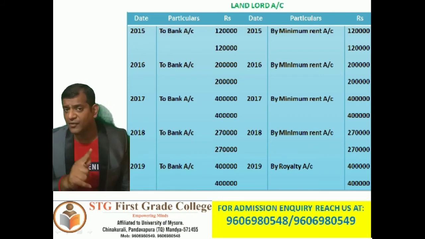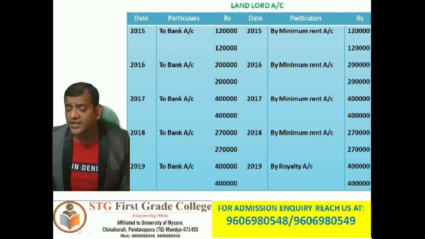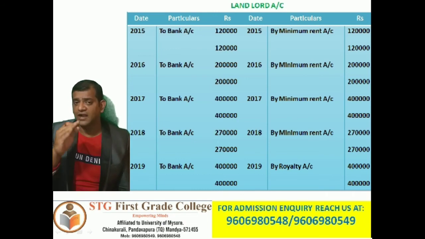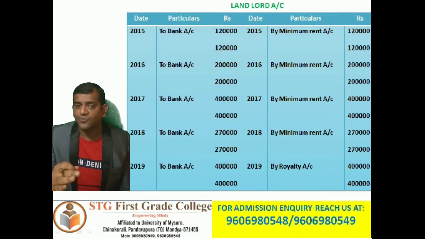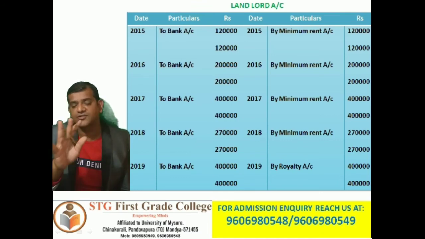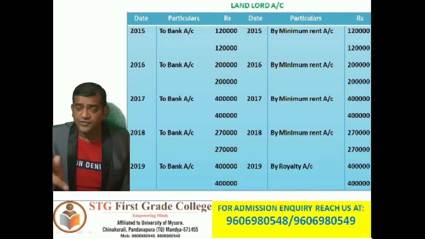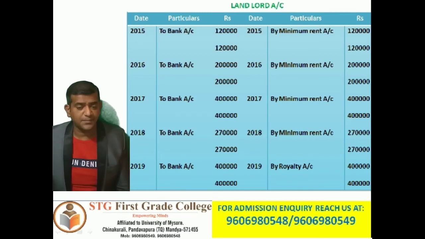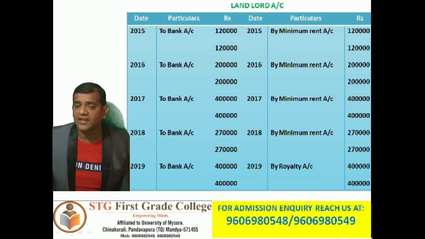So you might wonder why by royalty for the 5th year 2019, because we could reach minimum rent. Our output could match up with the minimum rent, so that we reached in the 5th year. So that is why royalty payable, that amount exactly I have considered under this. Okay, so for that particular year 2019, clear. So we are done with the landlord account.